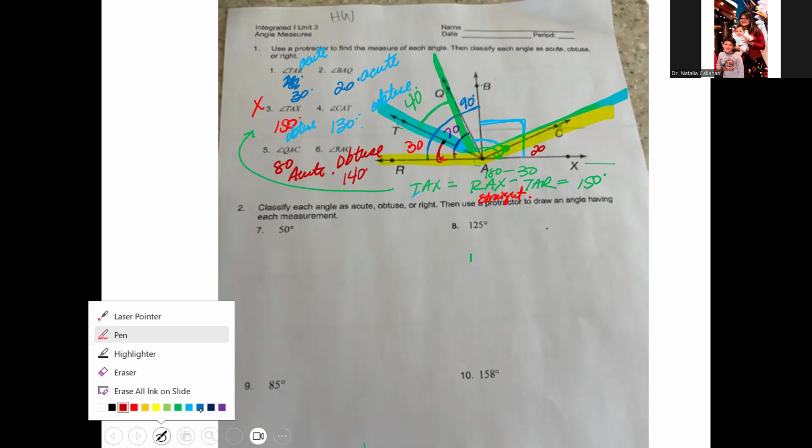Okay, we're almost done. So then number 7 is acute, and an angle for that should look something like this, right? Yeah. 120 is obtuse, something like that. Yes. This is acute, so it's almost 90 degrees, but not 100%, right there. And this is obtuse, like that.